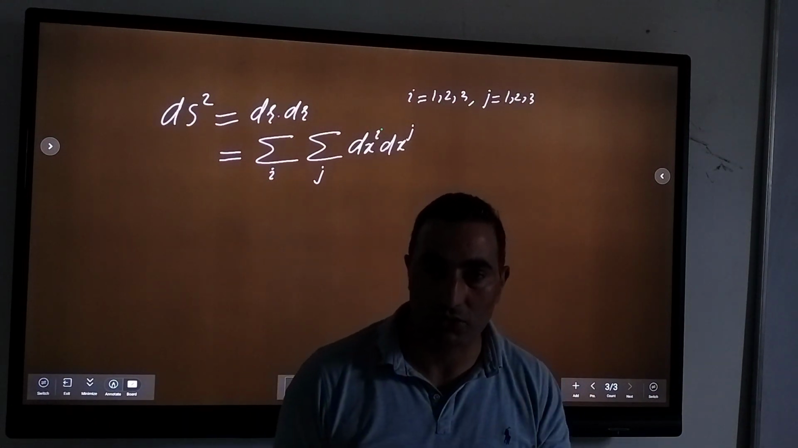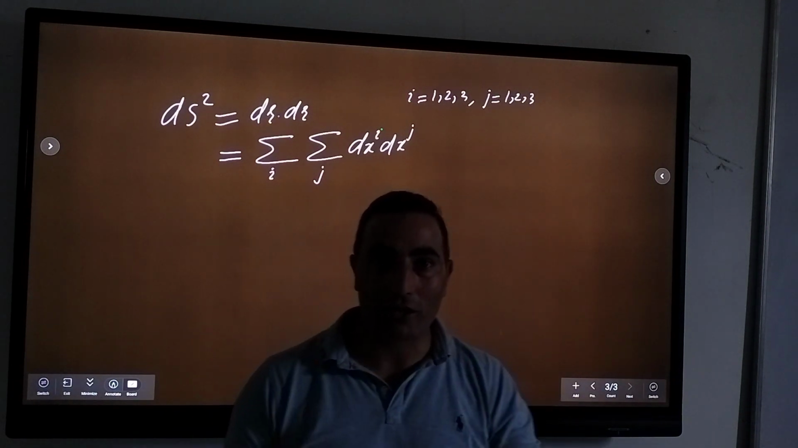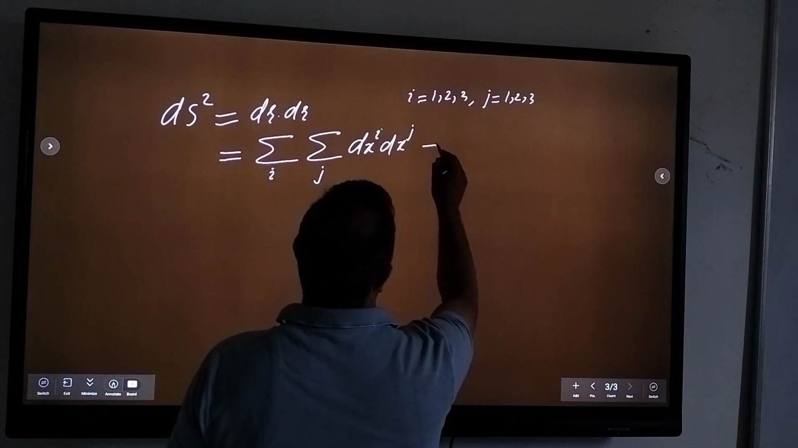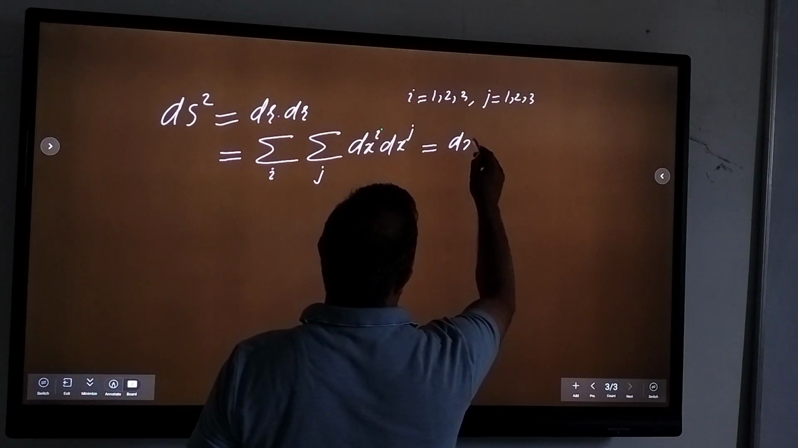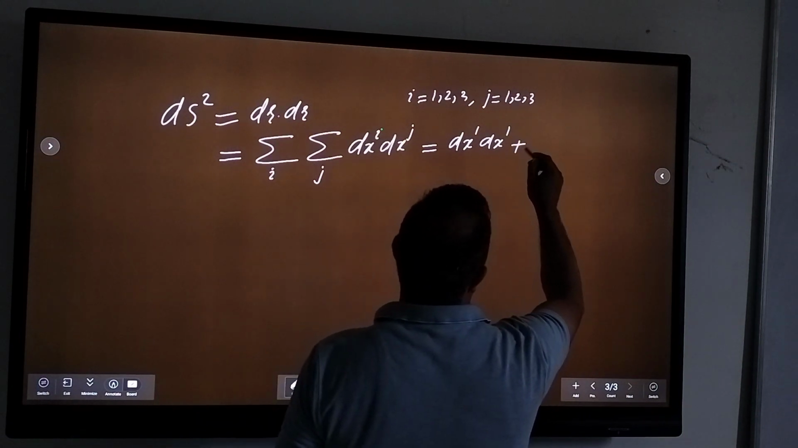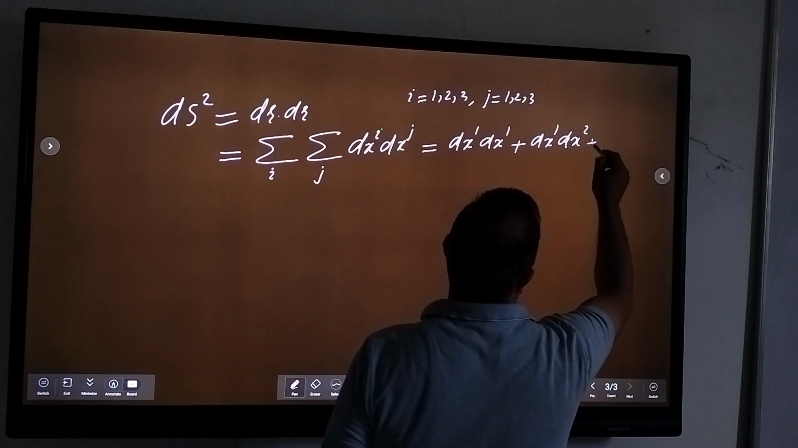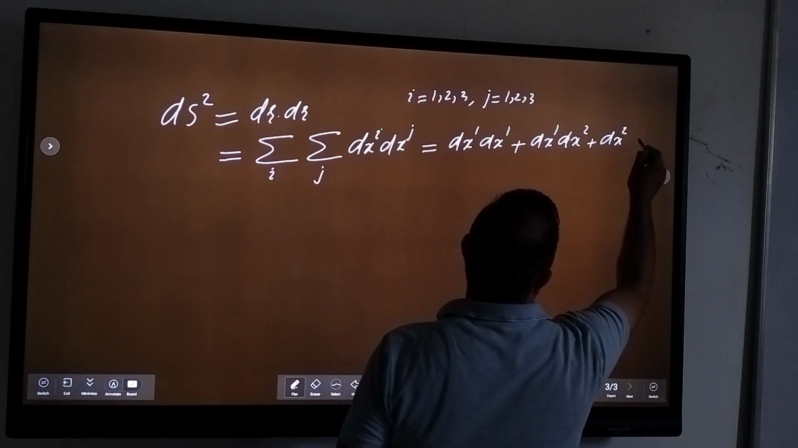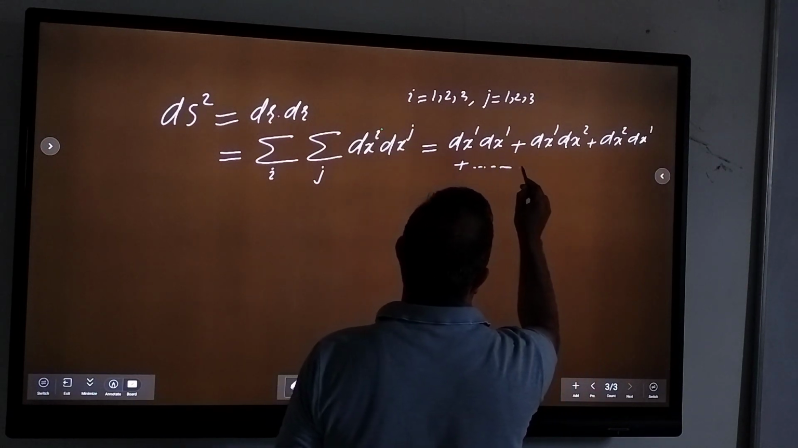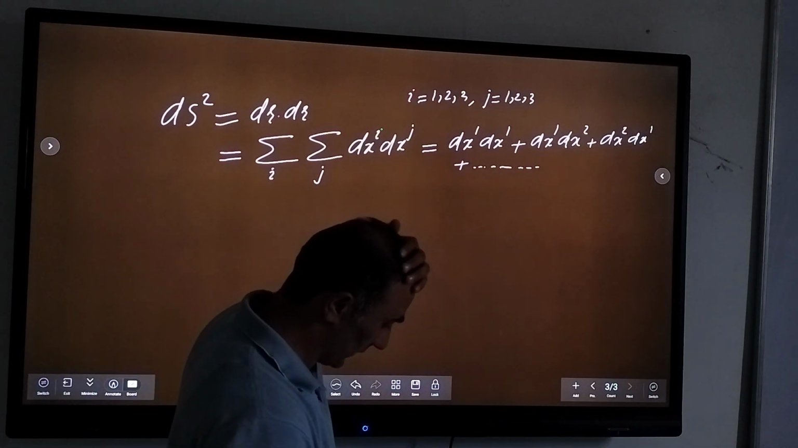So 1 corresponds to the first, x, y, and z coordinates, and similarly for j, right? That means I need to take all possible combinations. So if you write this, it will be equal to dx1 dx1. So all possible combinations.